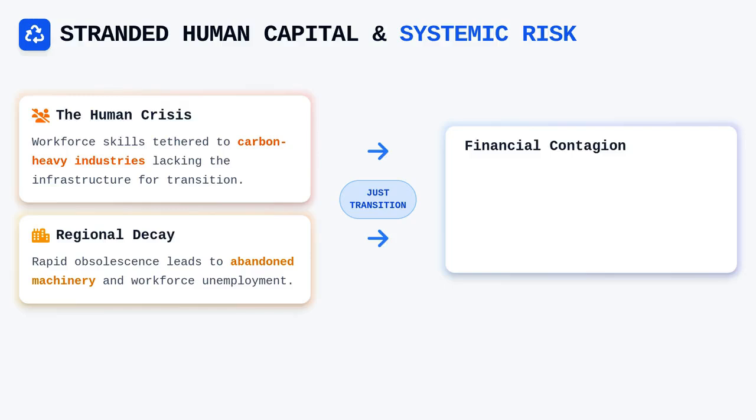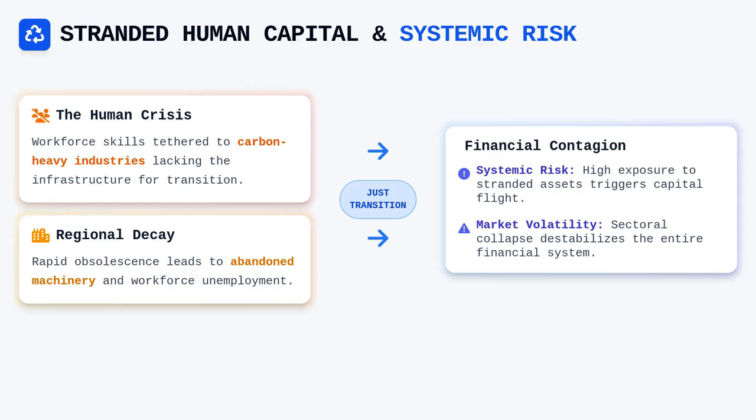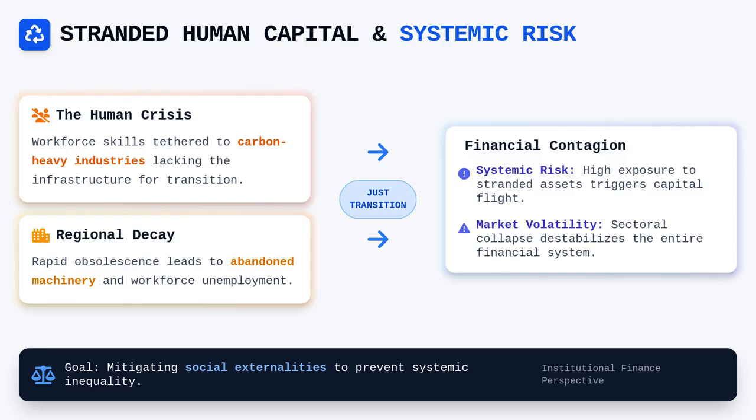From an institutional finance perspective, the failure to prepare for this transition creates a systemic contagion risk. When diversified financial institutions hold large exposures to industries with high densities of potentially stranded assets, a sudden sectoral collapse can lead to rapid capital flight and market volatility, impacting the broader stability of the financial system.